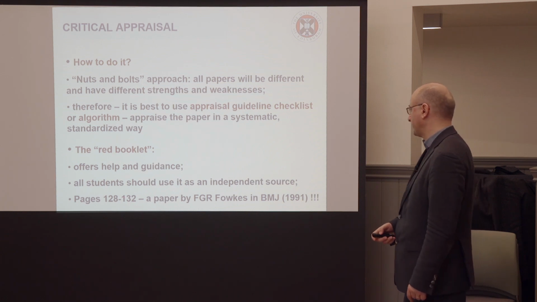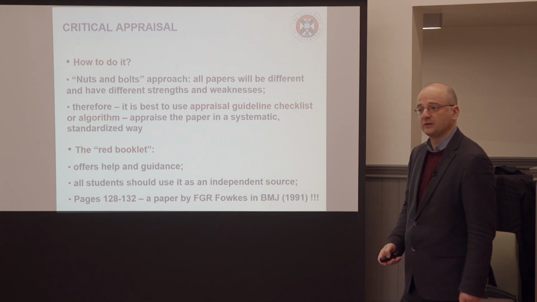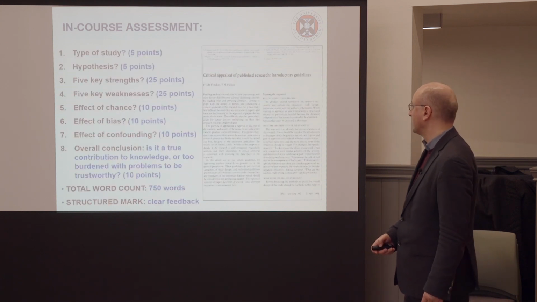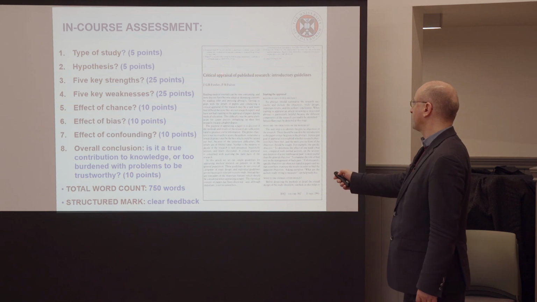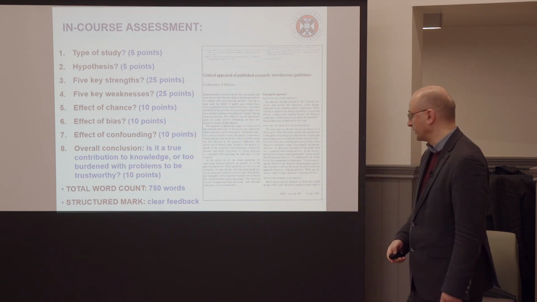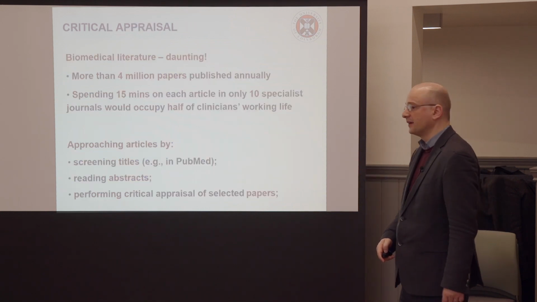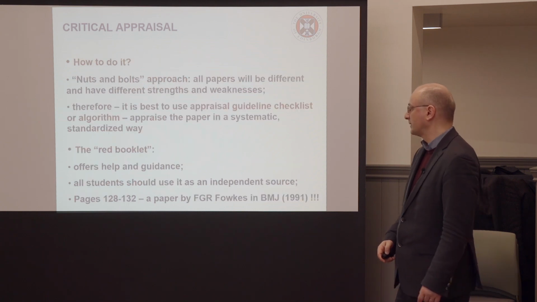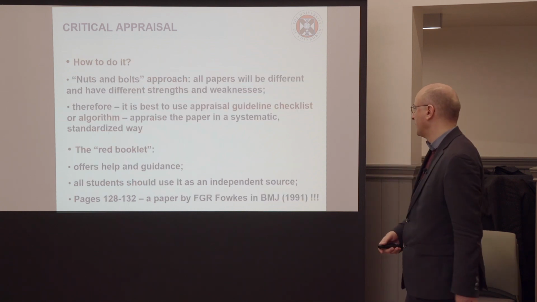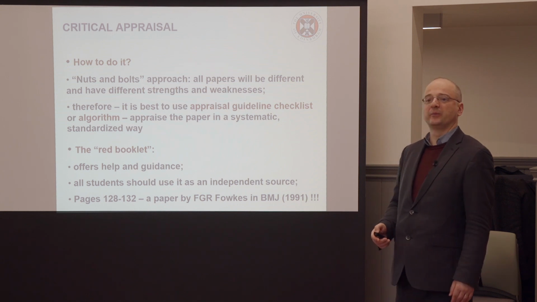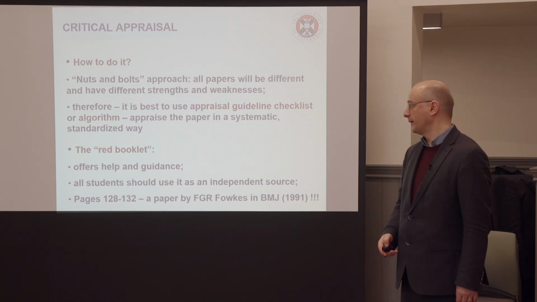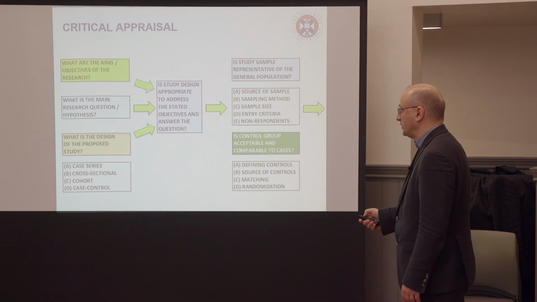All students should use it as an independent source, and on pages 128 to 132 you have a paper by Professor Jerry Fowkes in BMJ from 1991, where he explained, I'll go back to that paper, that's the paper, Critical Appraisal of Published Research, Introductory Guidelines. That paper is very useful because it takes you step by step through how you appraise a paper when you're a reviewer, all right? So this is how you do it.